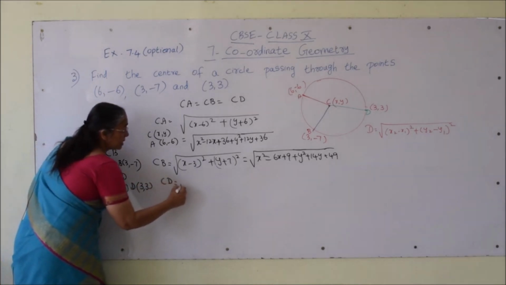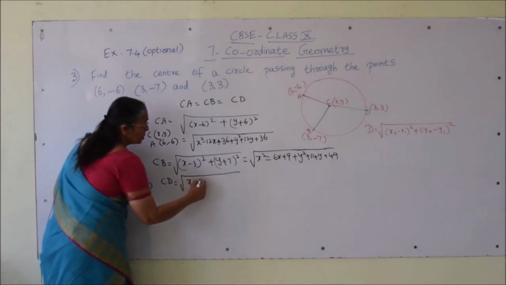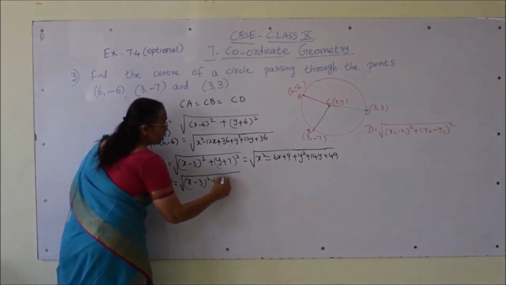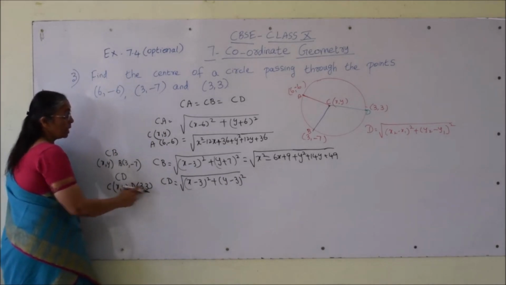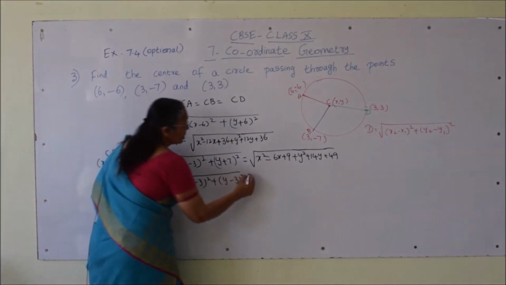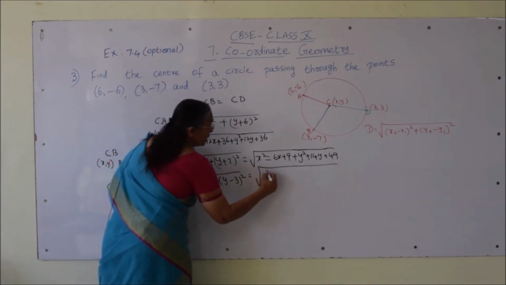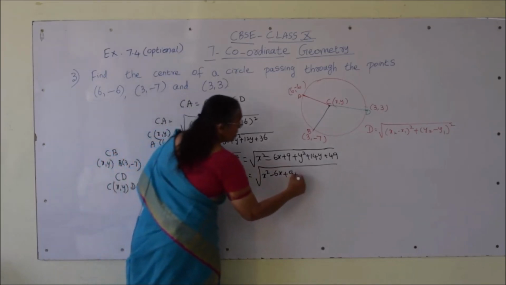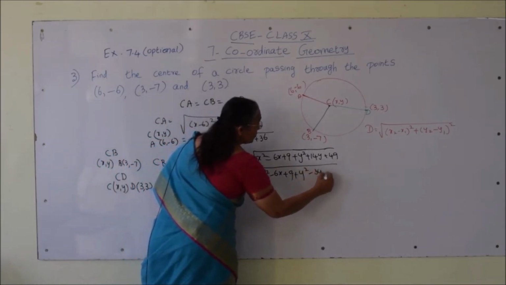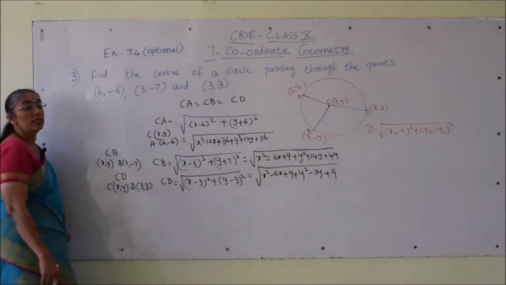So, CD distance is root over (x minus 3) whole square plus (y minus 3) whole square, which, expanding, is x square minus 6x plus 9, and y square minus 3y plus 9. Now, let us equate these distances.